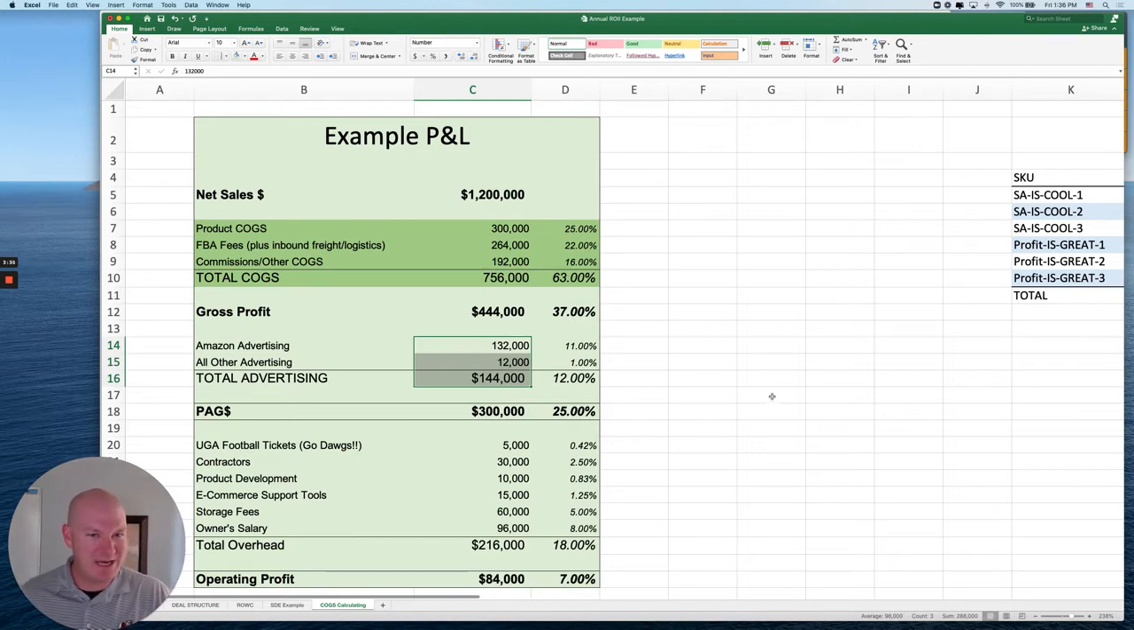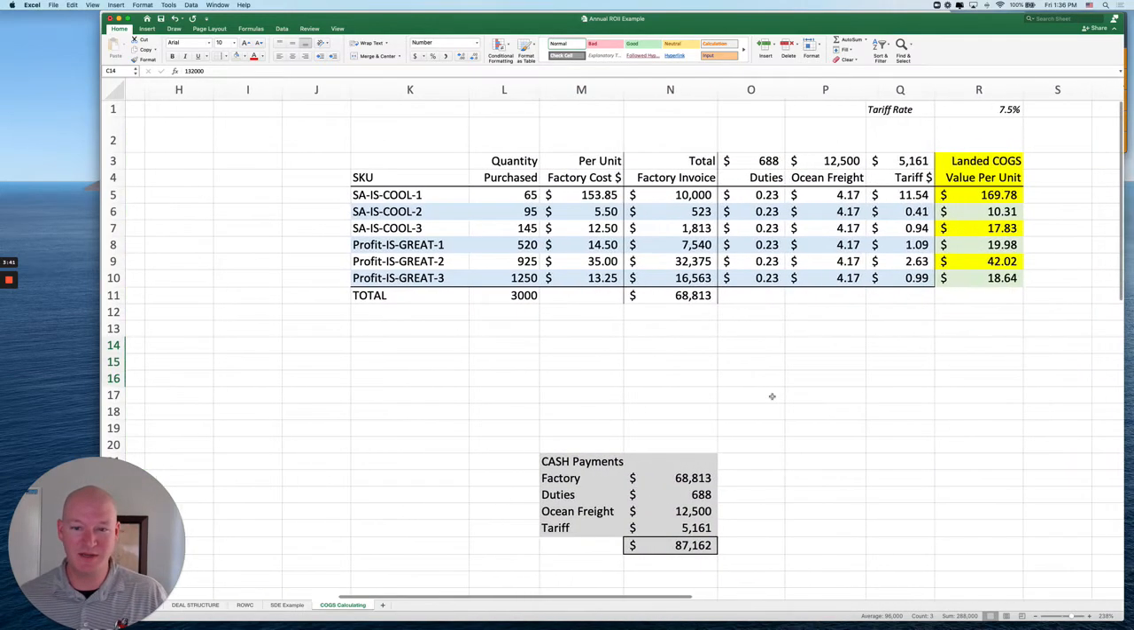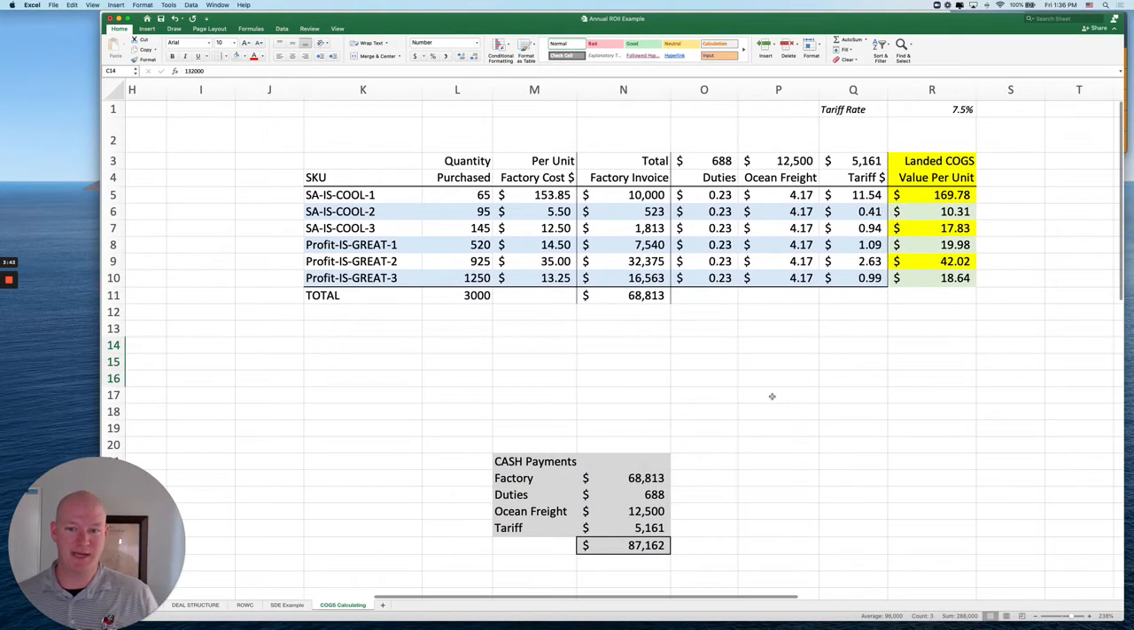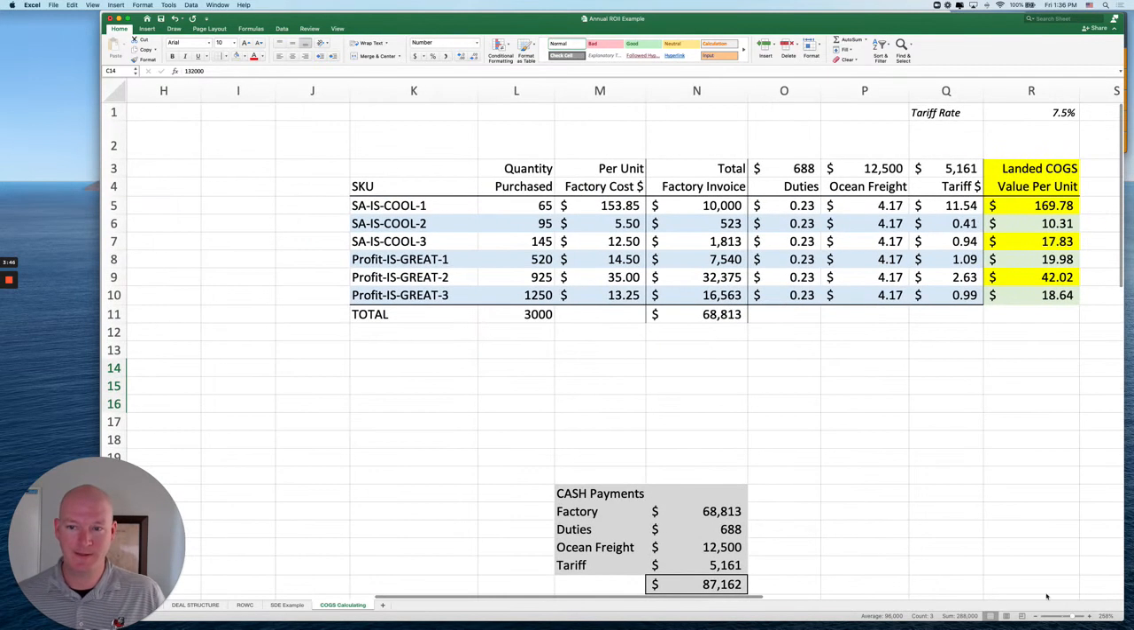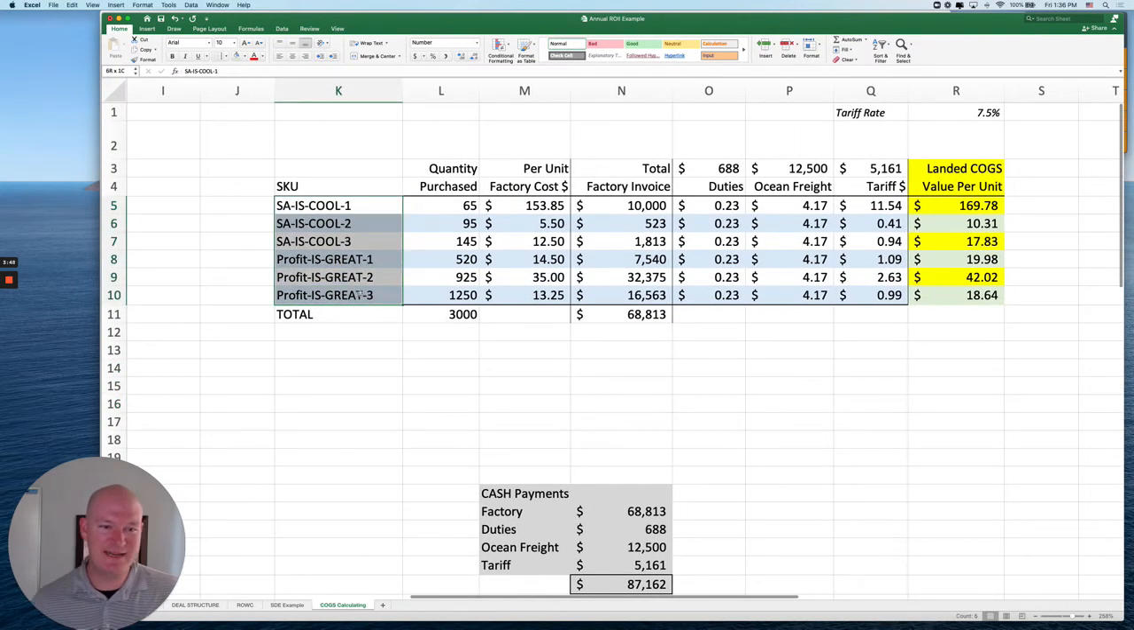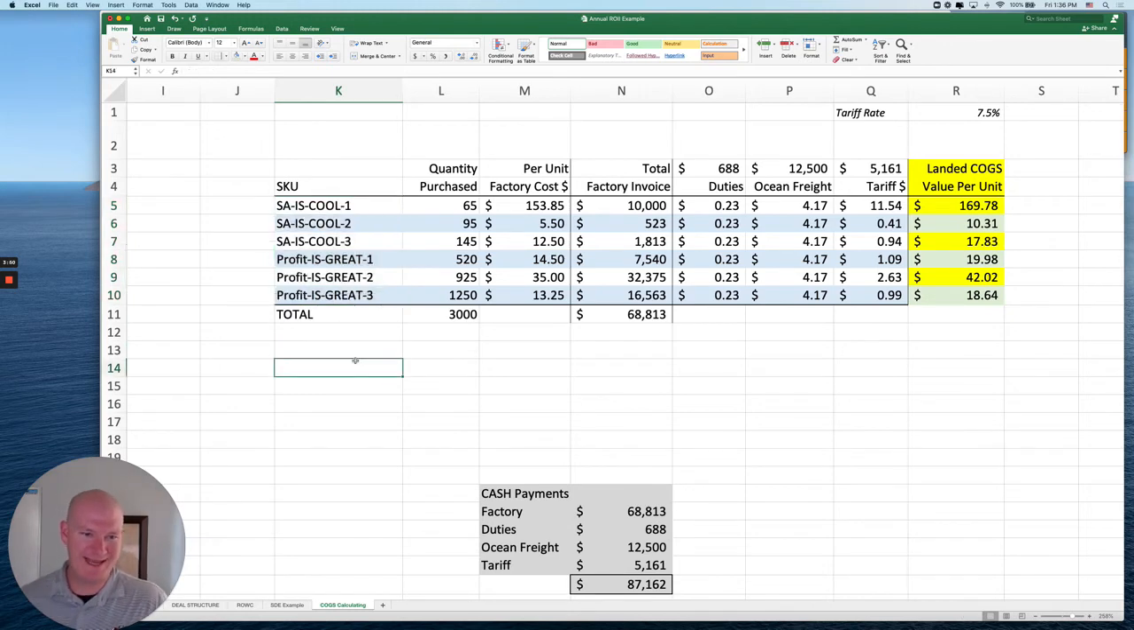But now let's get technical here for a second. Okay, Tyler, how do I actually calculate cost of goods sold per unit for the products that I'm selling? Let me just show you how we do it. All right, so we have 6 different SKUs in our portfolio here. SA is cool 1, 2, 3, and profit is great 1, 2, 3. And here's exactly how I would view this. Let's just pretend that our container can hold 3,000 of our units, and they're split across our 6 SKUs, as you can see here. Now, the factory is going to quote us a price for the SA is cool 1. They've quoted us a price.